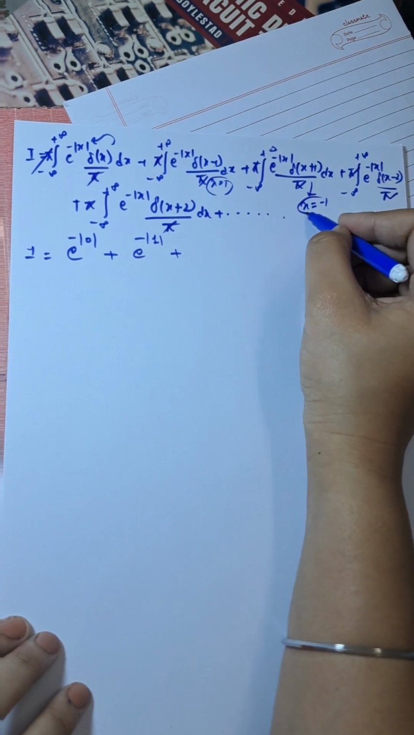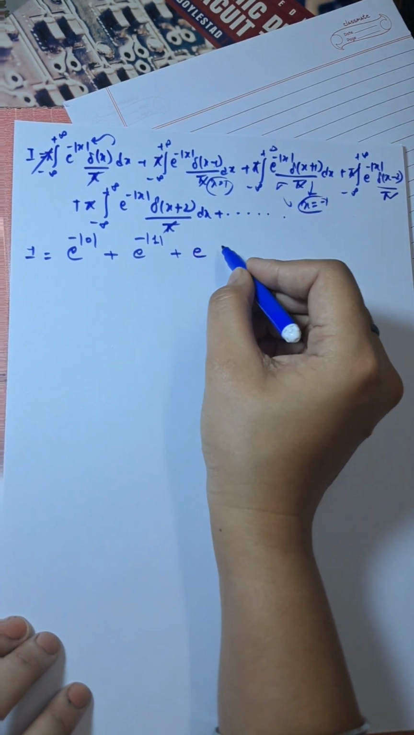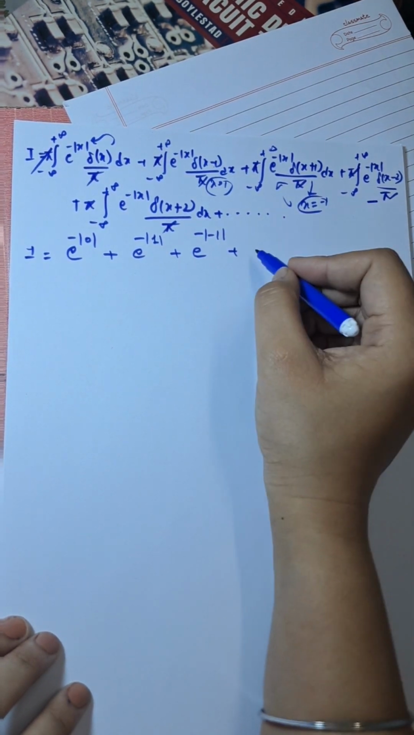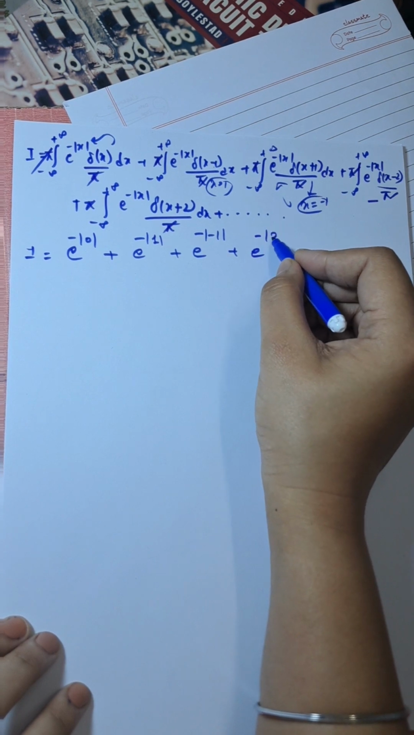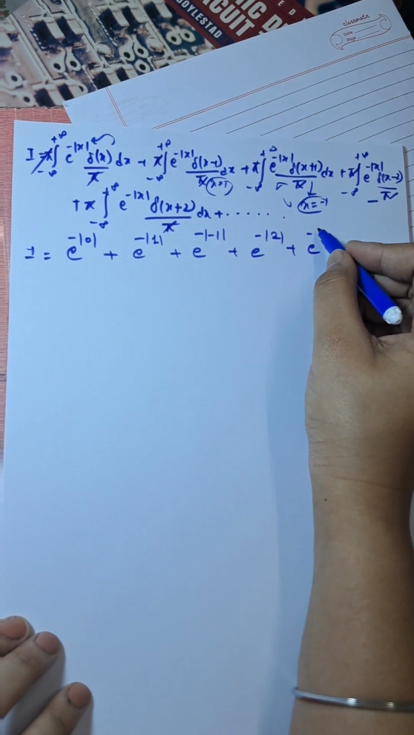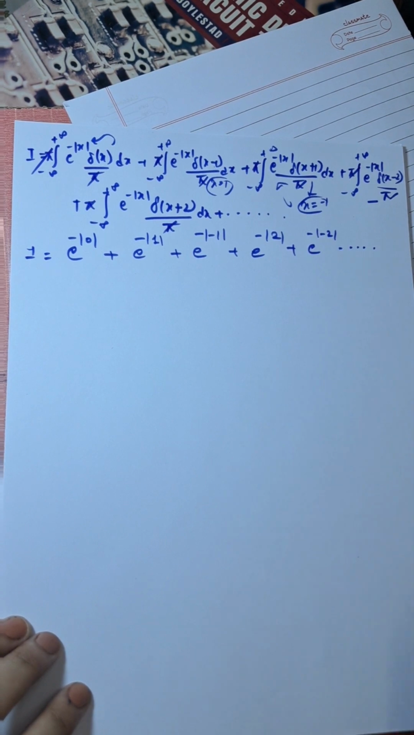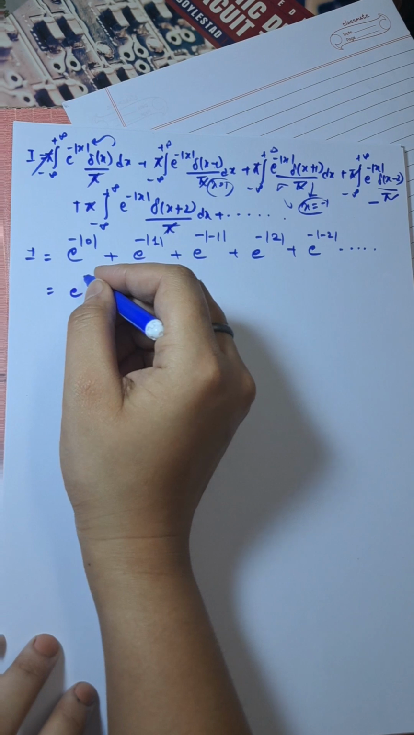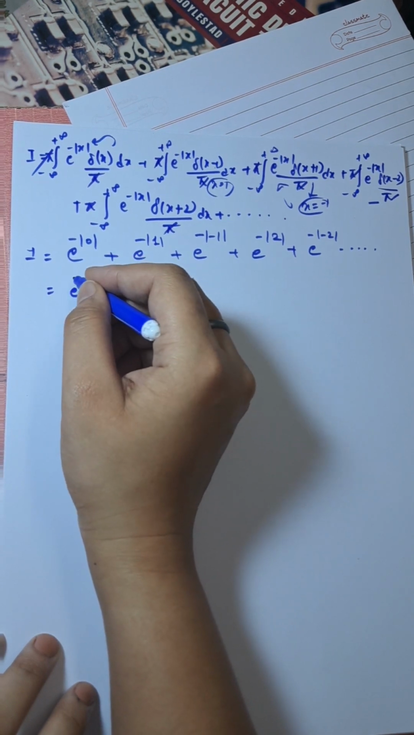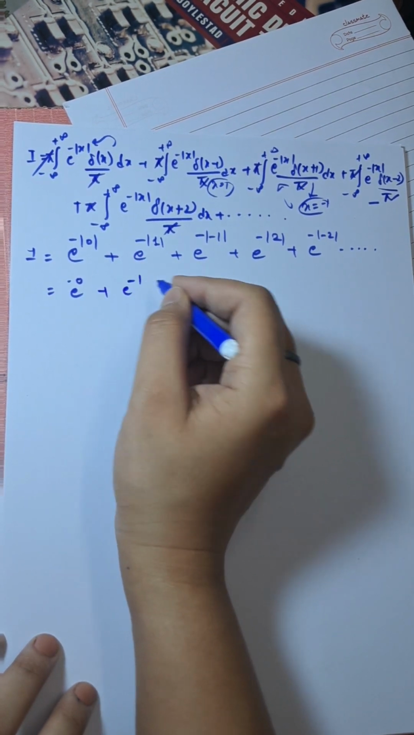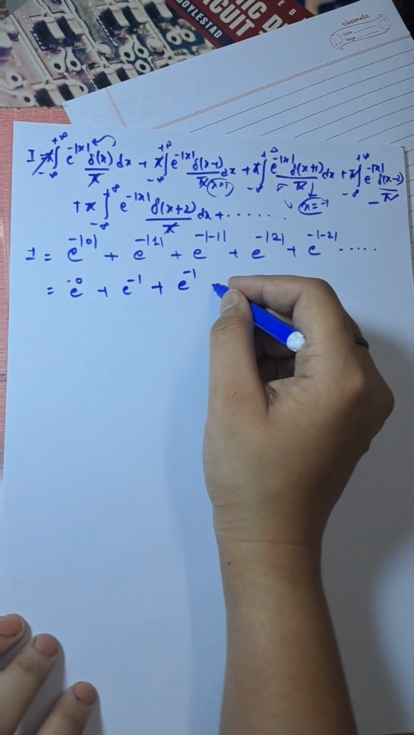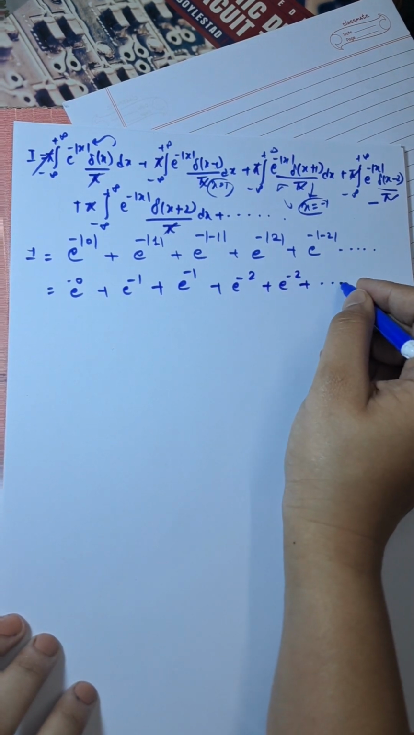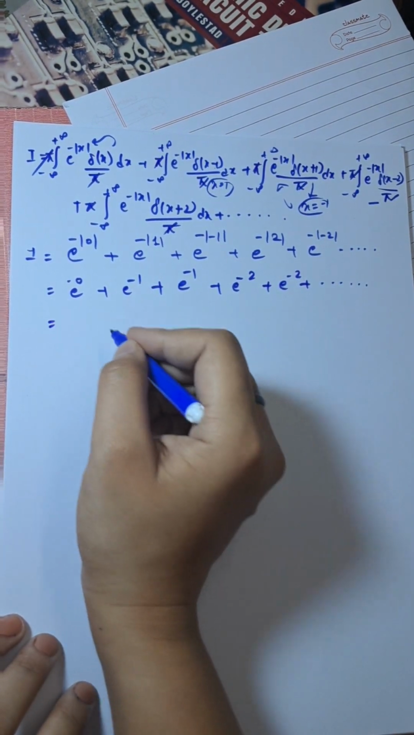put x equals minus 1 into this expression. So we'll get e to the minus 1, plus from here we'll get e to the minus 2 and so on. Now we are aware how mod is solved, so we'll simply write e to the power minus 0 plus e to the power minus 1 plus e to the power minus 1 plus e to the power minus 2 plus e to the power minus 2 plus and so on. So we'll get an exponential series.